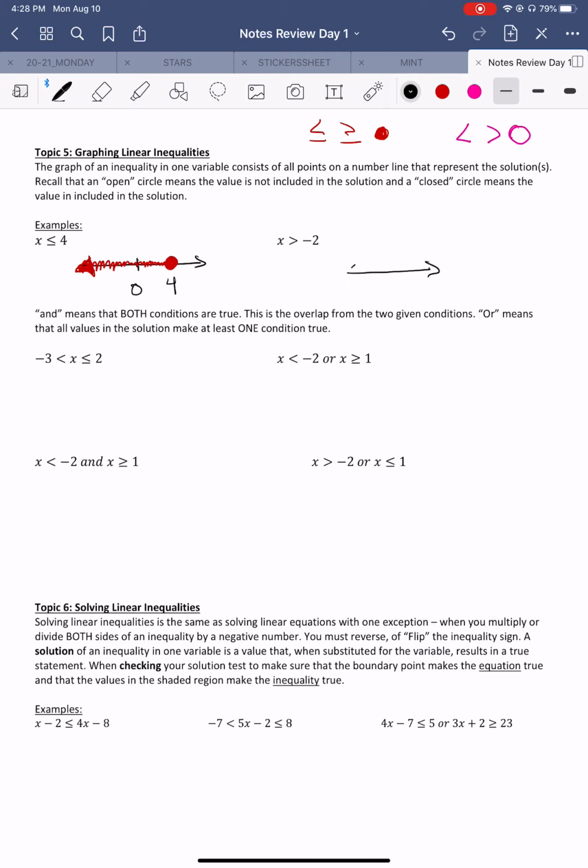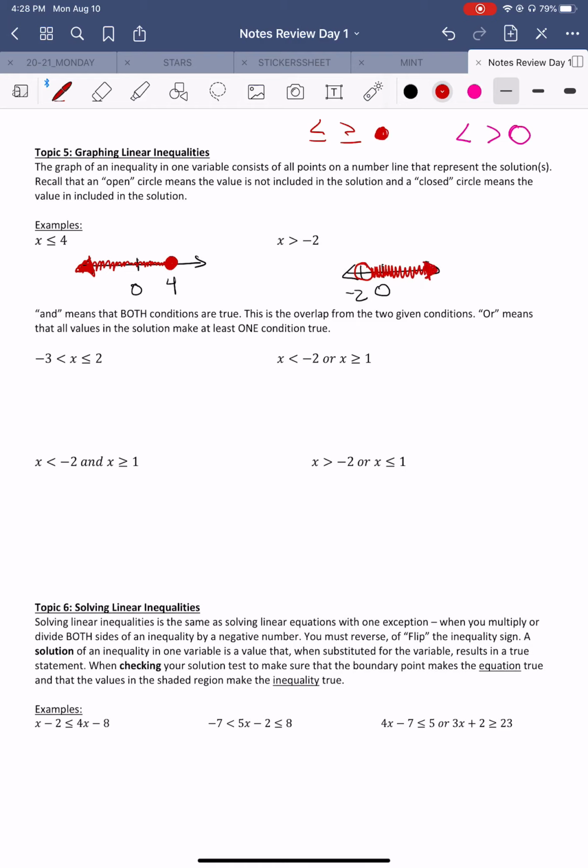Draw our number line, label it. Here's 0, here's -2. I know that -2 is not included. It is not part of the answer, so I'm going to use an open circle and shade everything to the right because I'm looking at everything greater than -2.